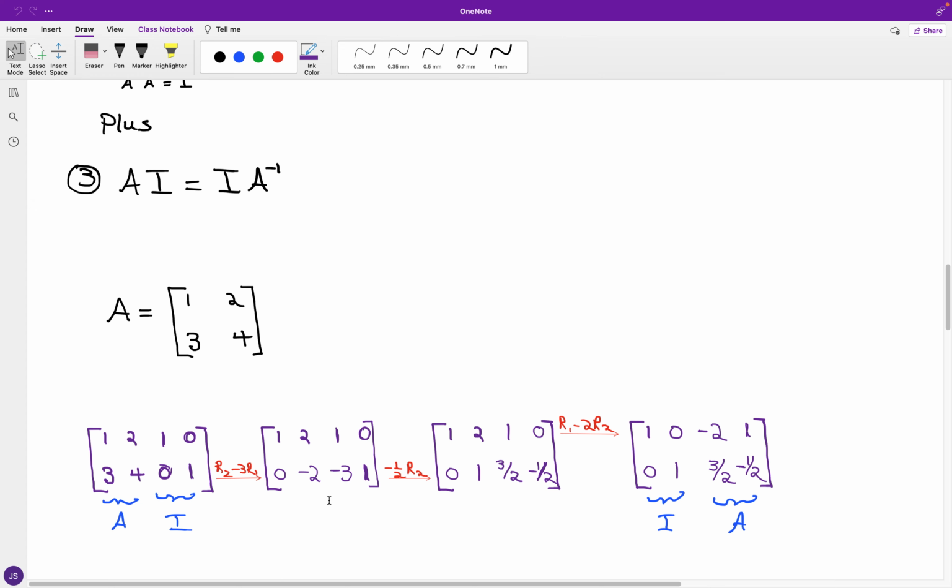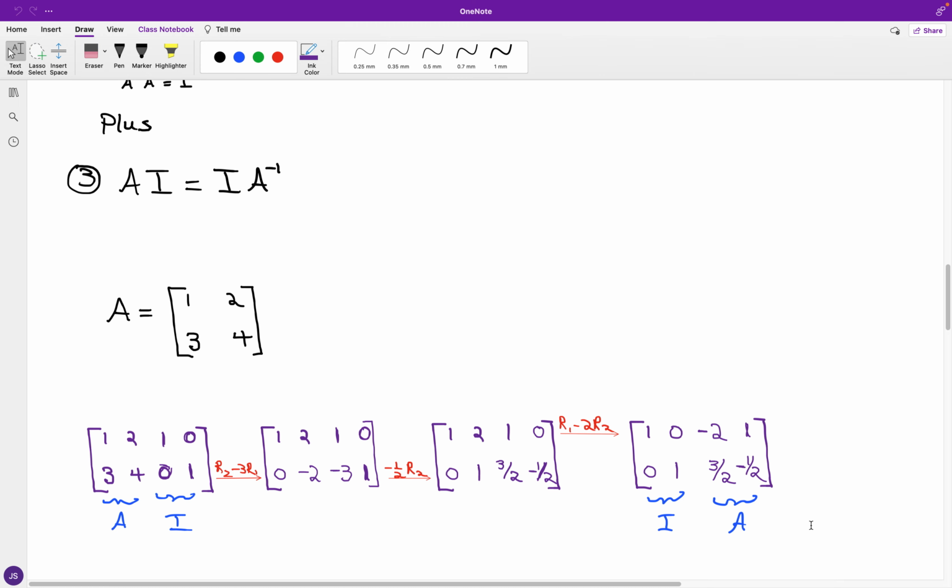And again, the negative 2 I want converted to 1. So I'm going to take negative 1/2 of the second row. So these numbers here would change over to 0, 1, 3/2, and negative 1/2. And for the first two columns, I want 1, 0, and the 2 I have here, I want converted to 0. So I have a 1, 0, 0, 1, kind of have the left-hand side in terms of the identity. And so taking away twice the second row elements from the first row, the first row is going to be transformed to 1, 0, negative 2, 1, and I have 0, 1, 3/2, and negative 1/2.